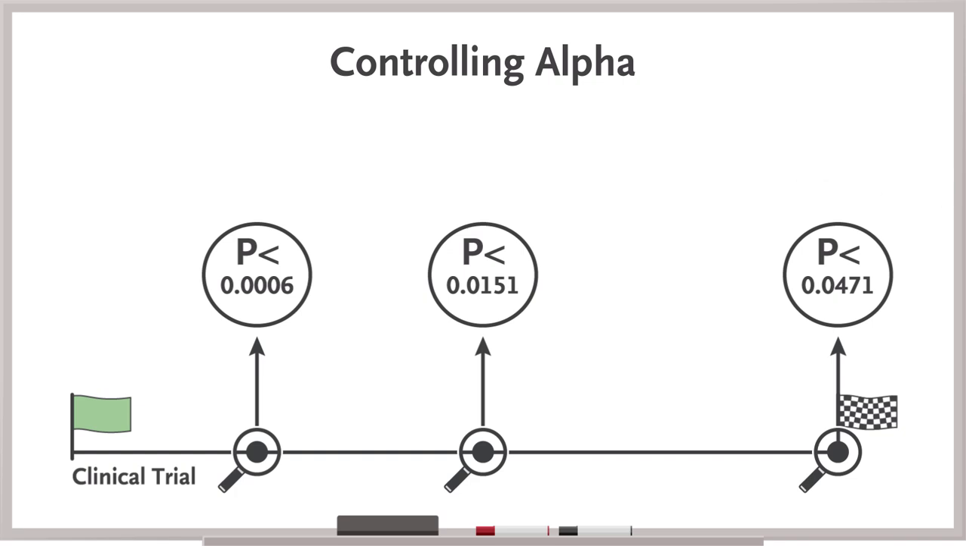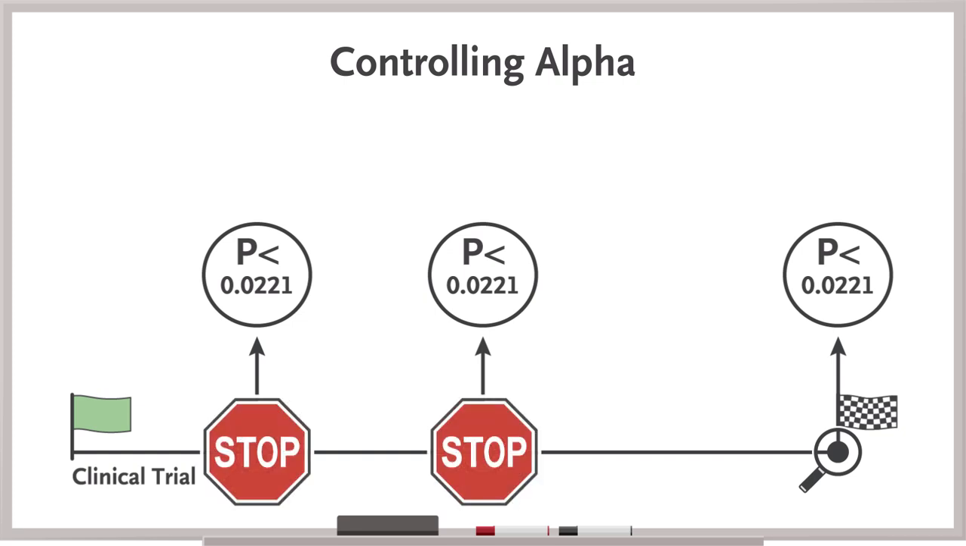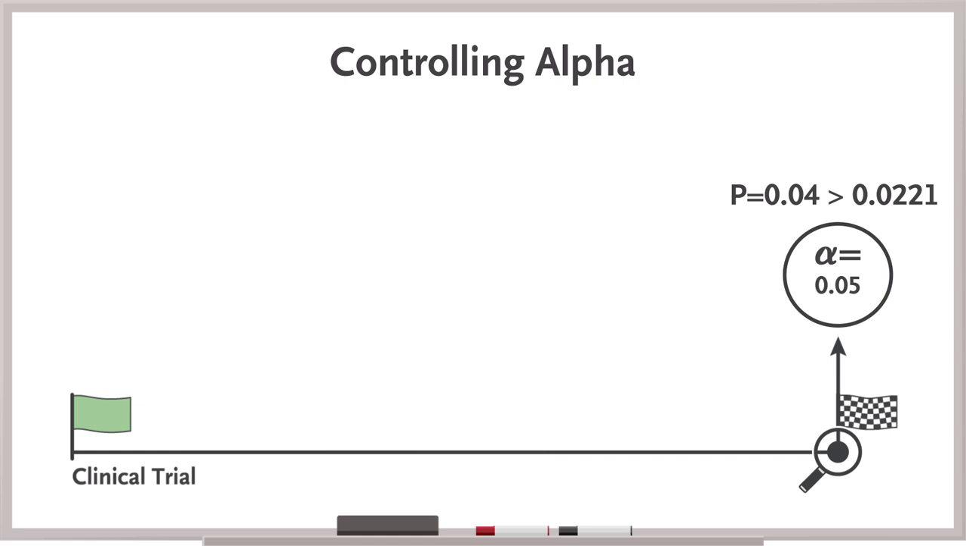An alternative approach offers more flexibility for stopping early by spreading the alpha equally. A p-value of less than 0.0221 would be required at each of the 3 analyses. This means a higher chance of the trial being stopped early. But if the p-value at the final analysis is, say, 0.04, greater than the 0.0221 cutoff, it would not meet the criteria for statistical significance, a threshold that would have been reached had no interim analysis been performed. The decision about which approach to use depends on the trade-offs investigators are willing to make.